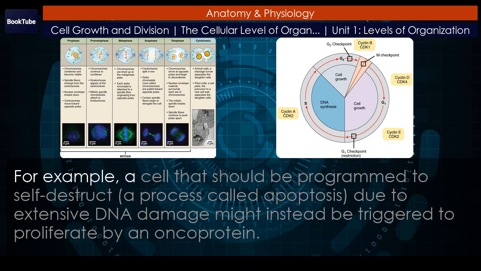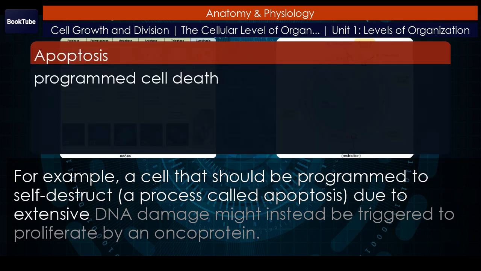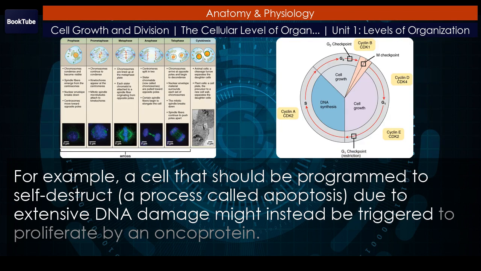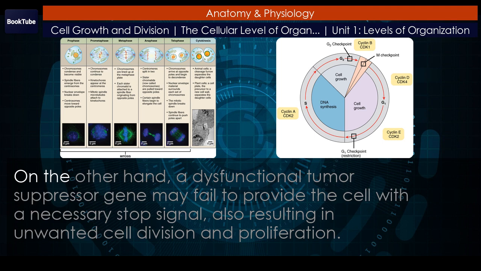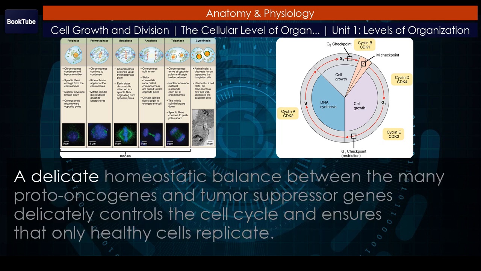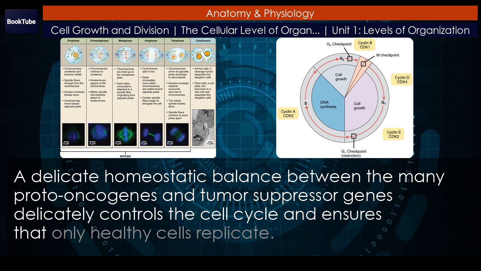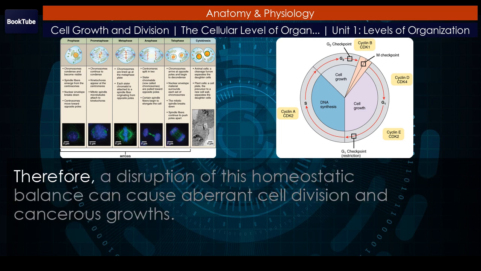For example, a cell that should be programmed to self-destruct, a process called apoptosis, due to extensive DNA damage might instead be triggered to proliferate by an oncoprotein. On the other hand, a dysfunctional tumor suppressor gene may fail to provide the cell with a necessary stop signal, also resulting in unwanted cell division and proliferation. A delicate homeostatic balance between the many proto-oncogenes and tumor suppressor genes delicately controls the cell cycle and ensures that only healthy cells replicate. Therefore, a disruption of this homeostatic balance can cause aberrant cell division and cancerous growths.